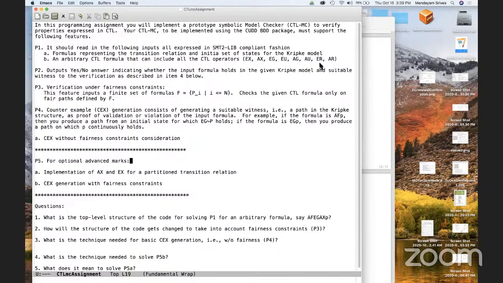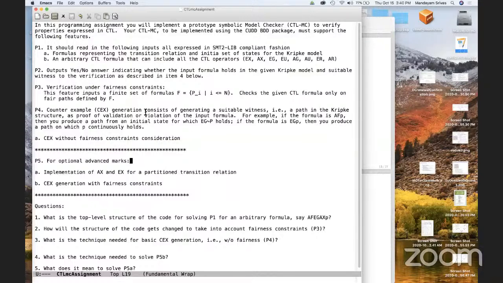And of course, at the atomic level, some predicates on the state of the Kripke structure. And outputs: the program should output a yes or no answer indicating whether the input formula holds in the given Kripke model. Additionally, it has to produce a suitable witness to the verification. That will be problem 4 that will be described below.